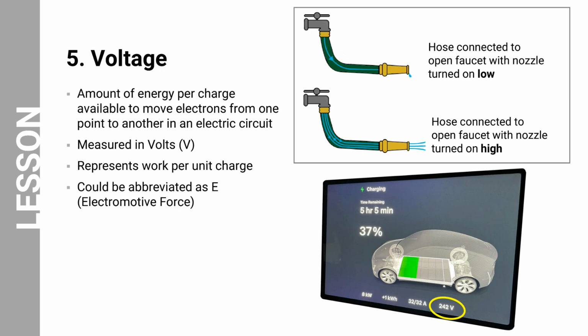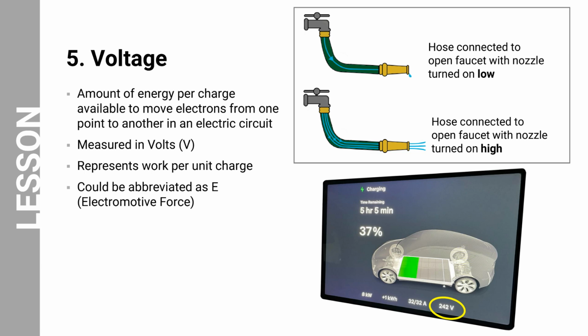Imagine you have a water hose connected to a faucet. The water pressure in the hose represents the potential voltage in an electrical circuit. When you turn on the faucet a little bit, the water flows out of the hose with low pressure. This low pressure can be compared to a low voltage in an electrical circuit.